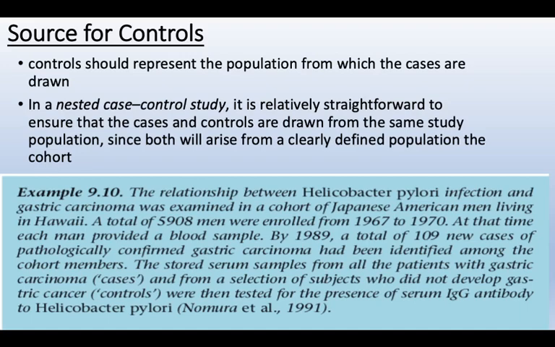The stored serum samples from all patients with gastric carcinoma and from a selection of subjects who did not develop gastric carcinoma were taken as controls. So this is a sort of smart strategy. For example, I take a swab of the whole class, 17 individuals, at this time point, and then after 4-5 months, say half of you, God forbid, suffer from COVID-19. I take those with COVID-19 as cases and compare the rest as controls.